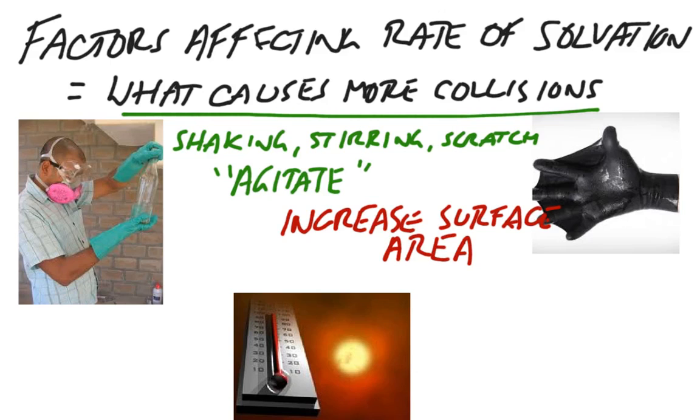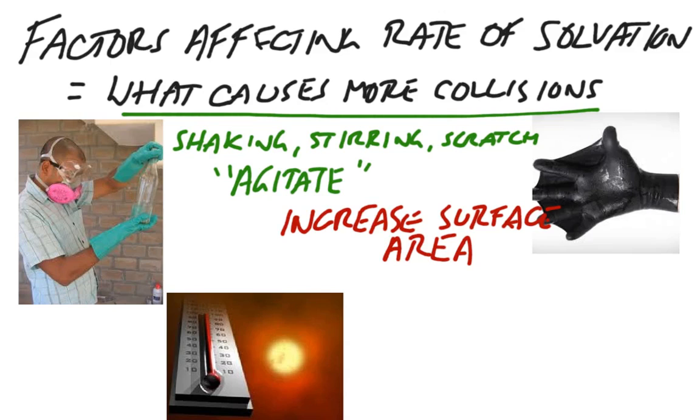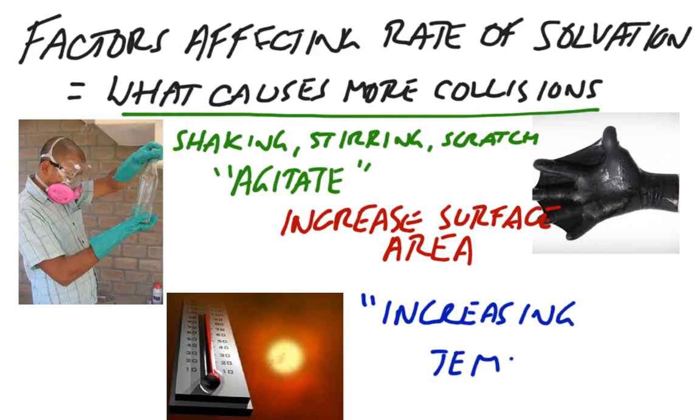The final picture that we have is this one down here. And that is a picture of a thermometer in the sun. And that is really meant to show you that by increasing our temperature, we can also increase our number of collisions. So really three ways that we can increase the rate of solvation. We can shake it, stir it, scratch it, called agitating. We can increase the surface area, or we can increase the temperature. All of these things will lead to an increase in the number of molecular collisions. The more molecular collisions, the more solvation that occurs.